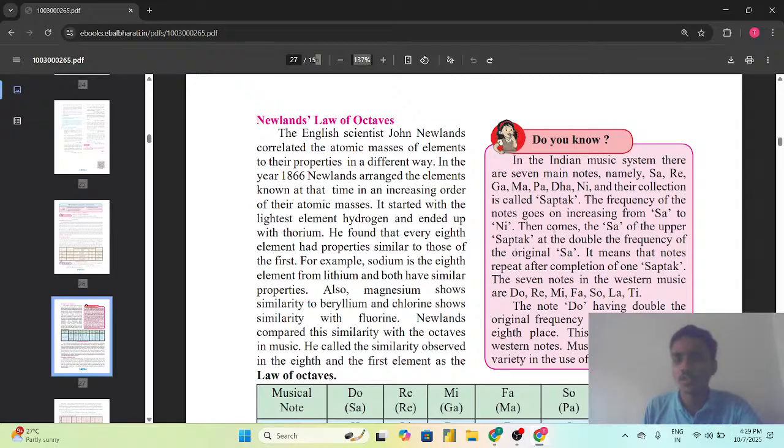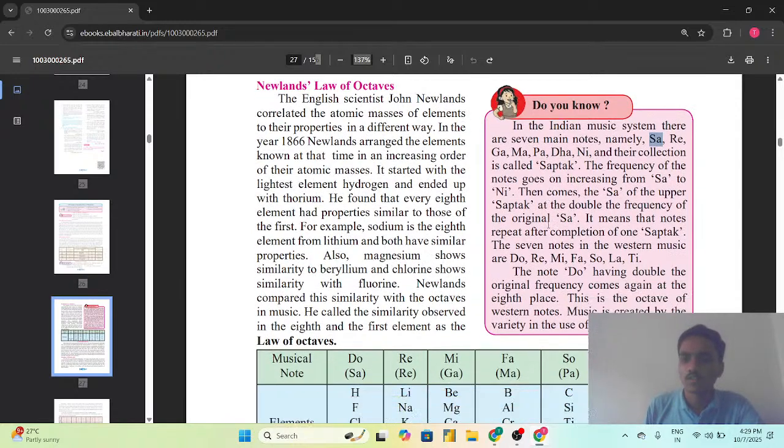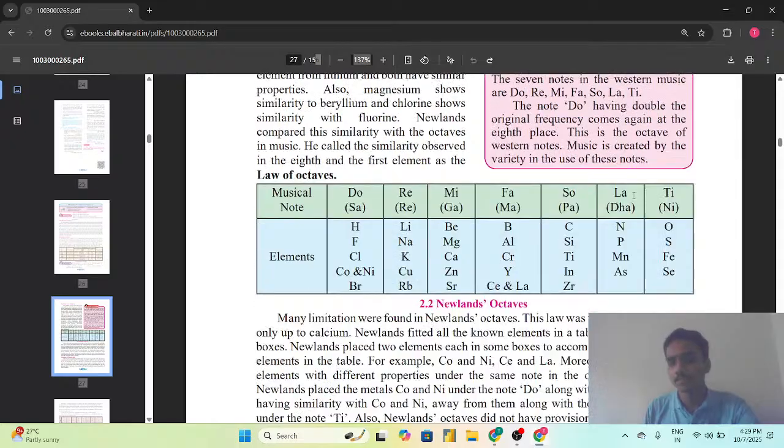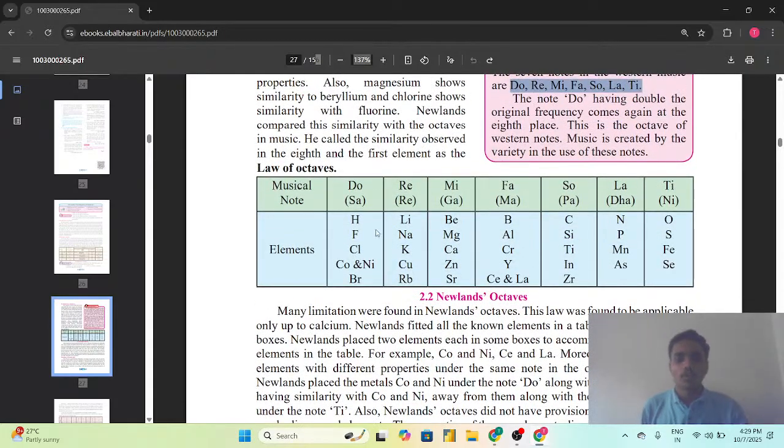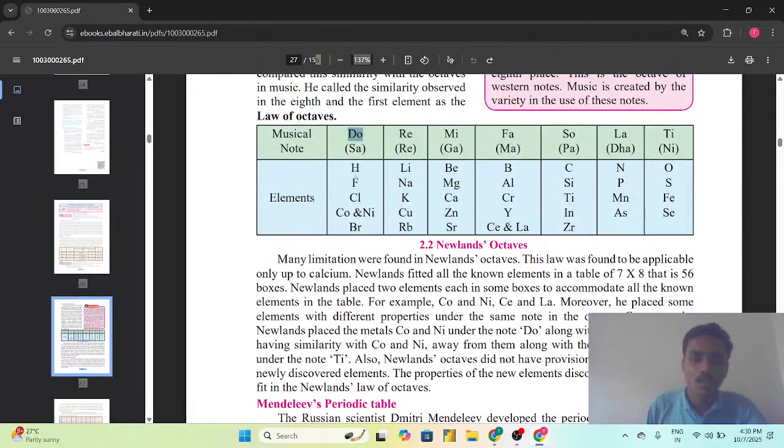As we are seeing, the sa gets repeated at the eighth interval. That means the first and the eighth part have the similarity. So in the Western culture, we see that the saptak is do, re, mi, fa, so, la, ti. So here also, according to that Western culture, he classified that do is showing a similar frequency as the starting one. So according to that, he classified the elements.